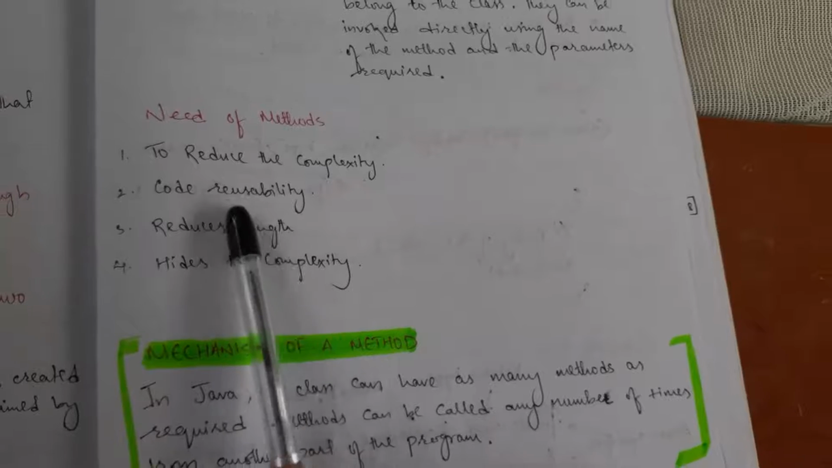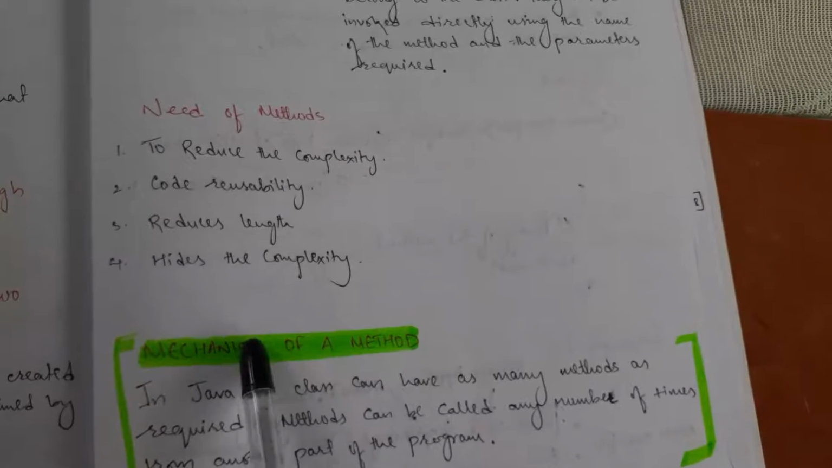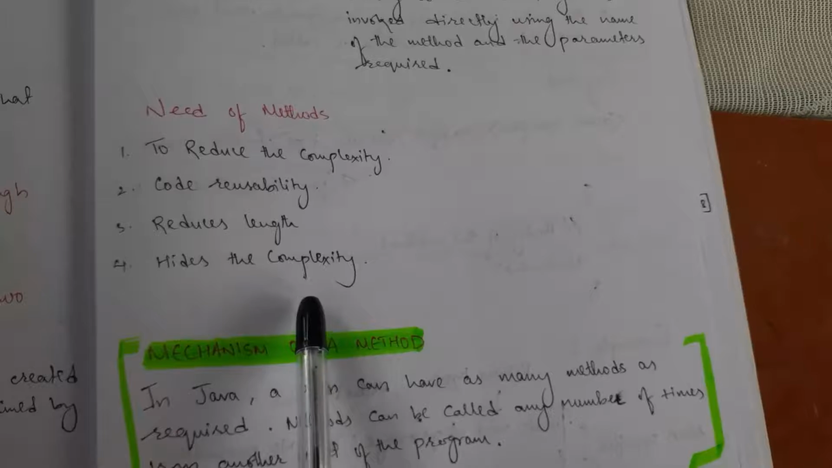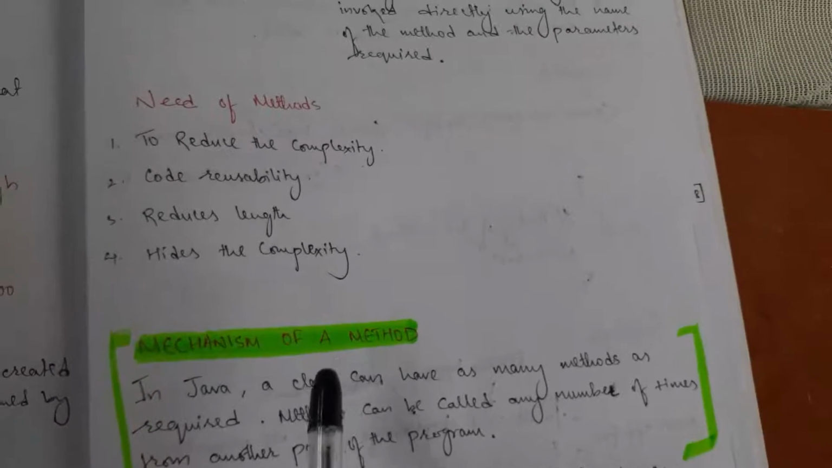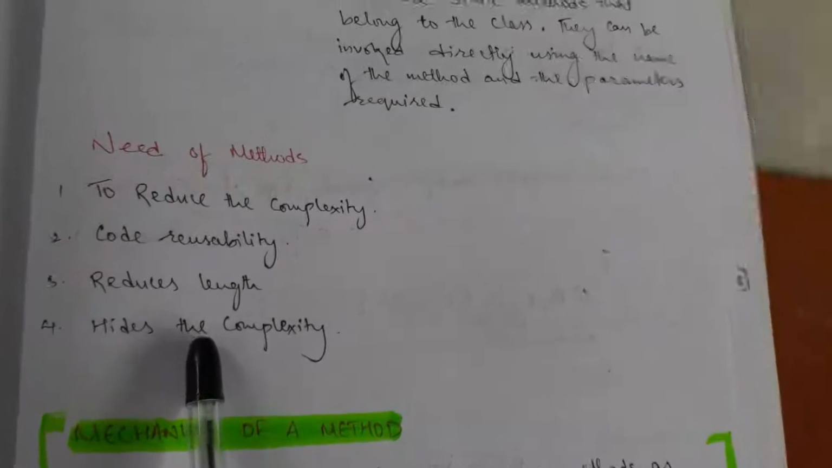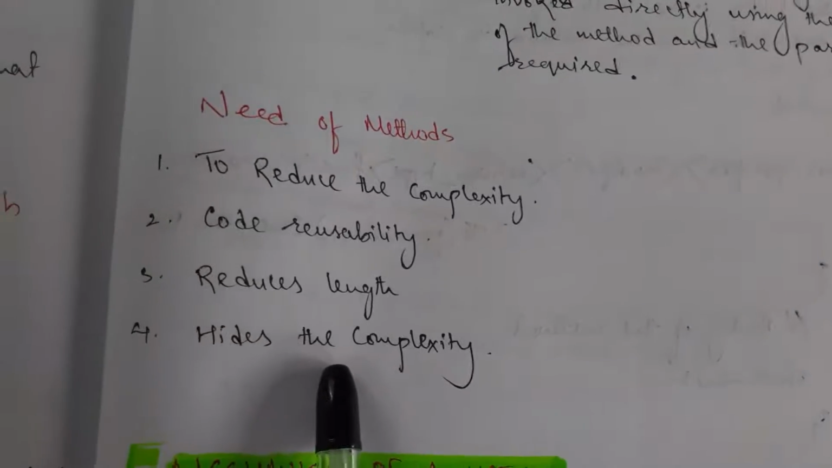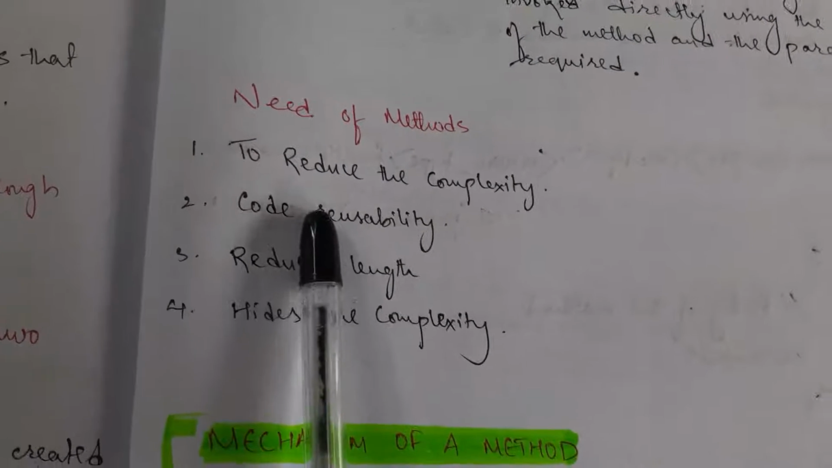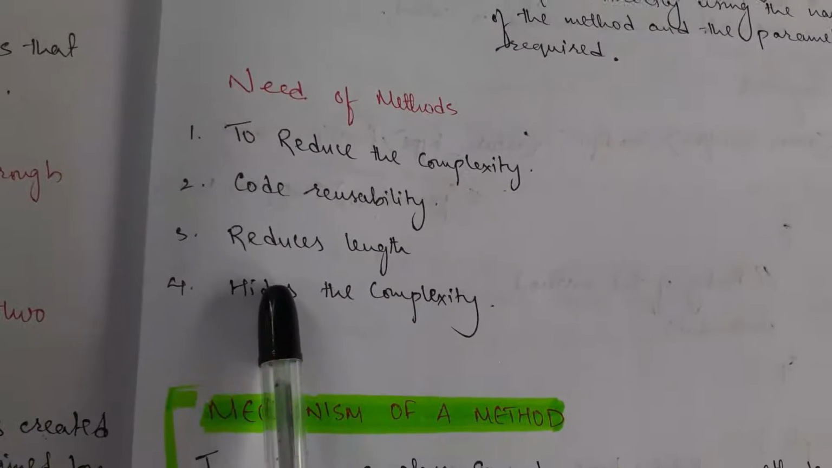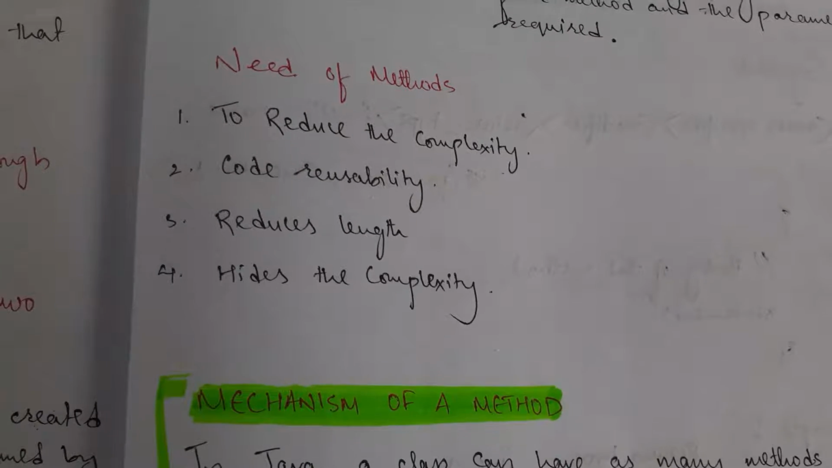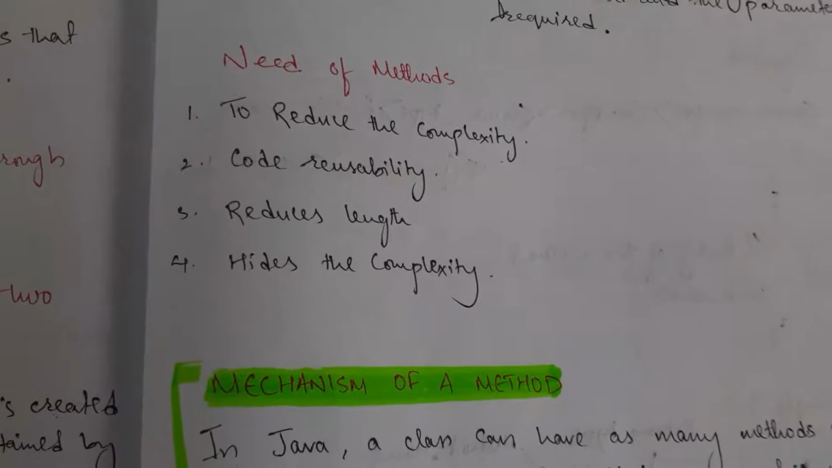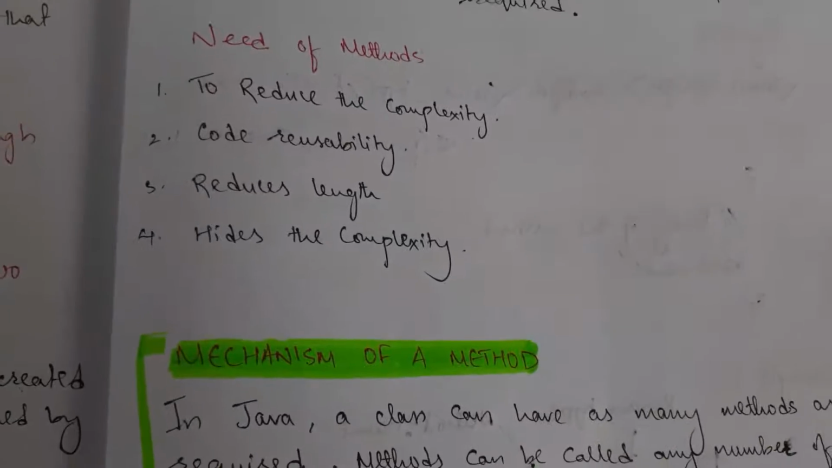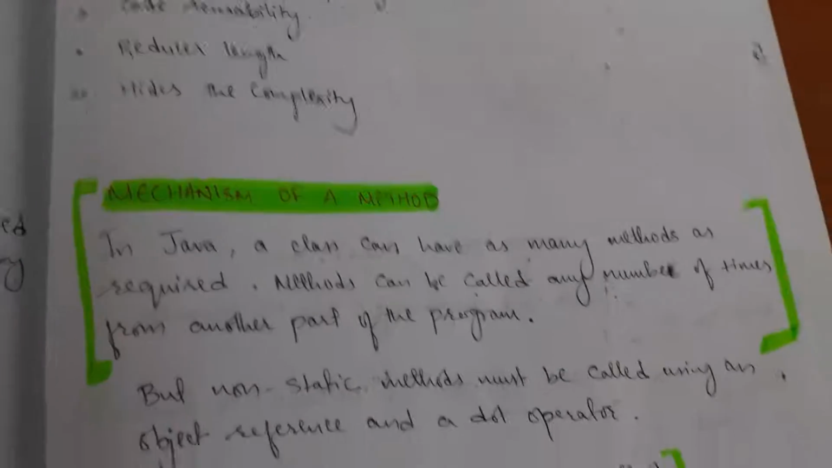That means the method also uses the concept of data abstraction, where the unwanted things are hidden in the background and the useful things are displayed on the screen in the programming portion. So these are the four important needs: why to write a method inside a class in Java programming.